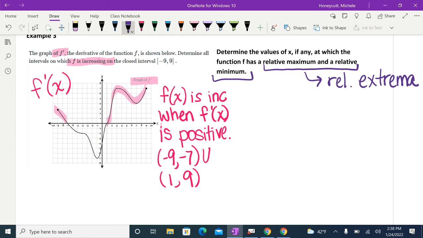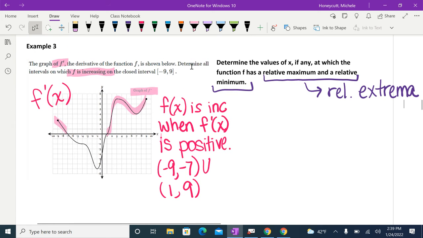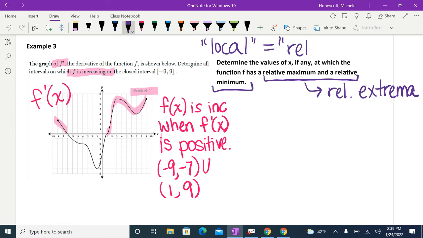You'll also hear the word local minimum and local maximum. And what you need to know is that means the same thing as relative. Okay, so let's talk about the relative. What do we want to do for? Let's do the relative maximum first.